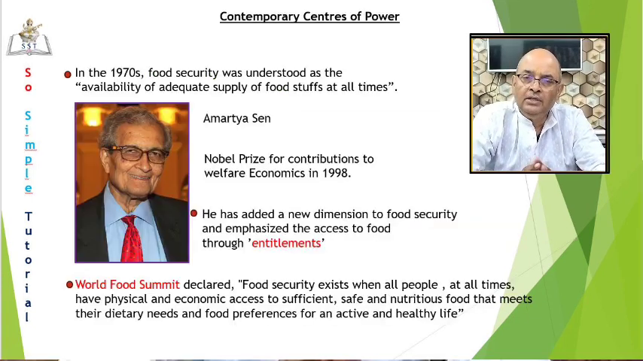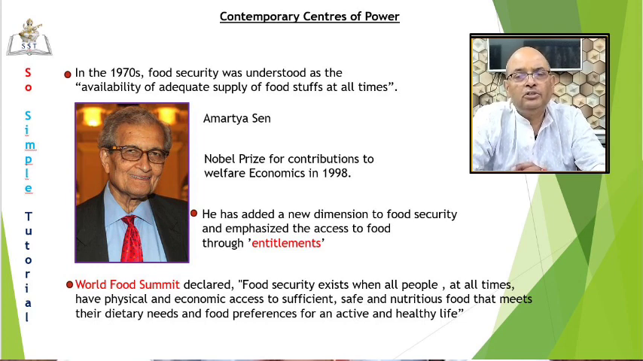Okay. In the 1970s, food security was understood as the availability of adequate supply of foodstuffs at all times.